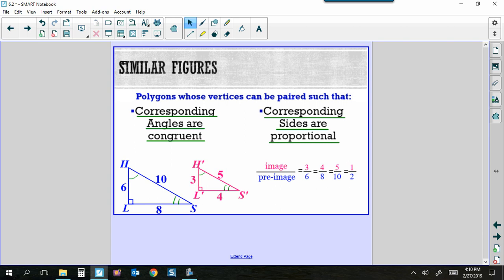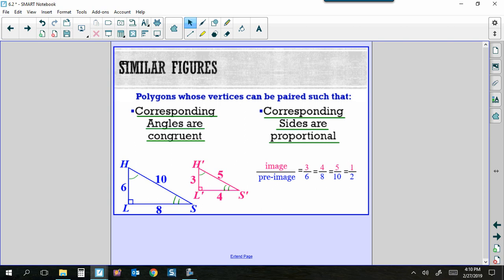So here you can see we started with a hypotenuse of 10 and it shrank down to 5. So 5 over 10 is also 1/2. And then we started on the base down here, which is 8, and it shrank to 4, which would also give me a 1/2 ratio. So because all of my sides shrank by a half, I can say that these are similar figures because the corresponding sides are proportional. Proportion means that you have multiple ratios that are equaling the same thing.